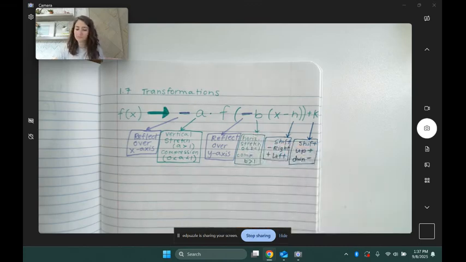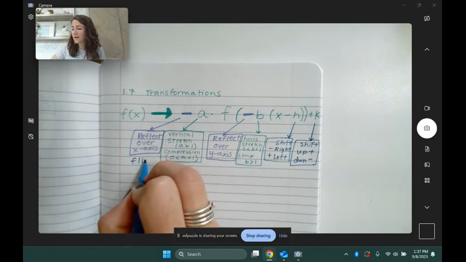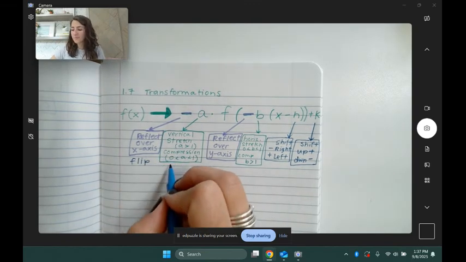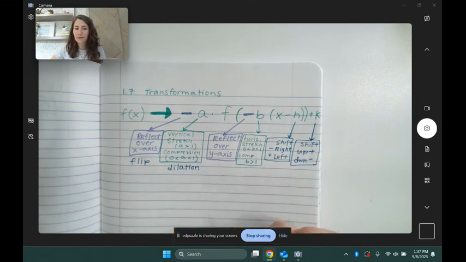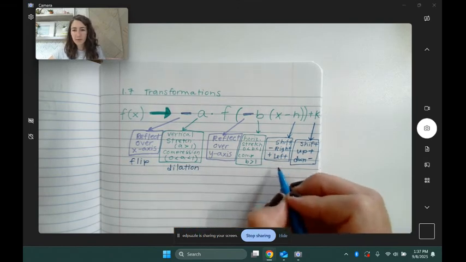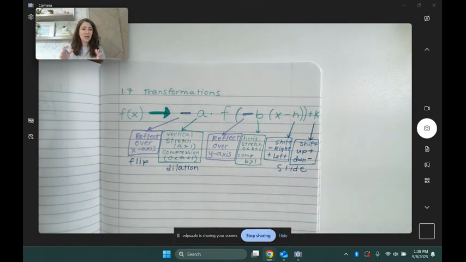There we go. So these are all the different ways I can move a function. The less official terms, if you ever hear them, would be a flip. This can be, like I said, a dilation. And then this one could be called a slide, something like that. So there are looser terms as well.